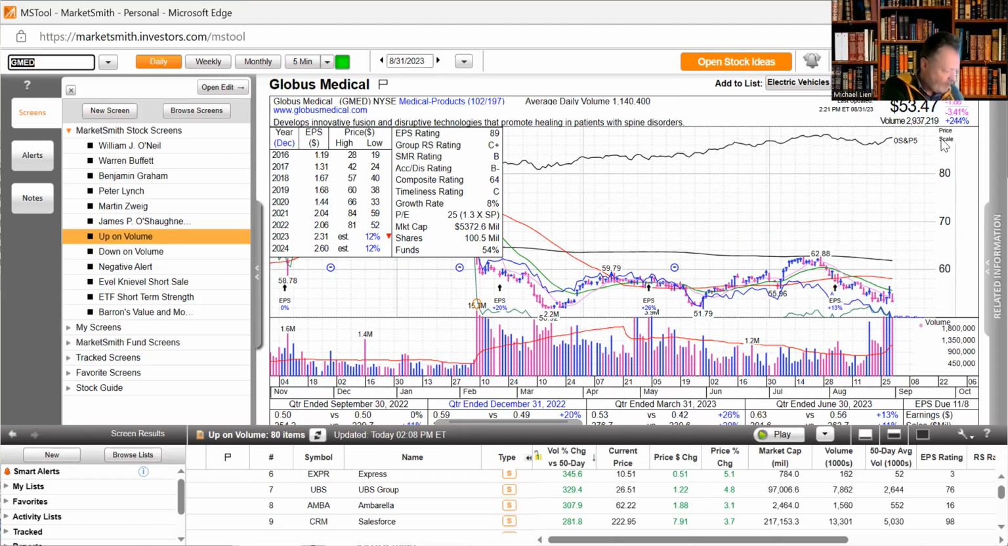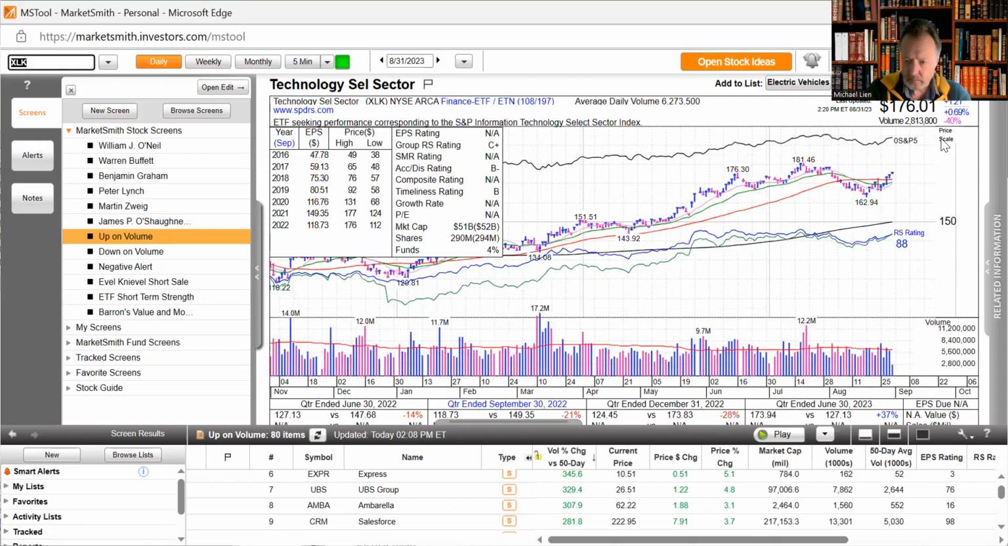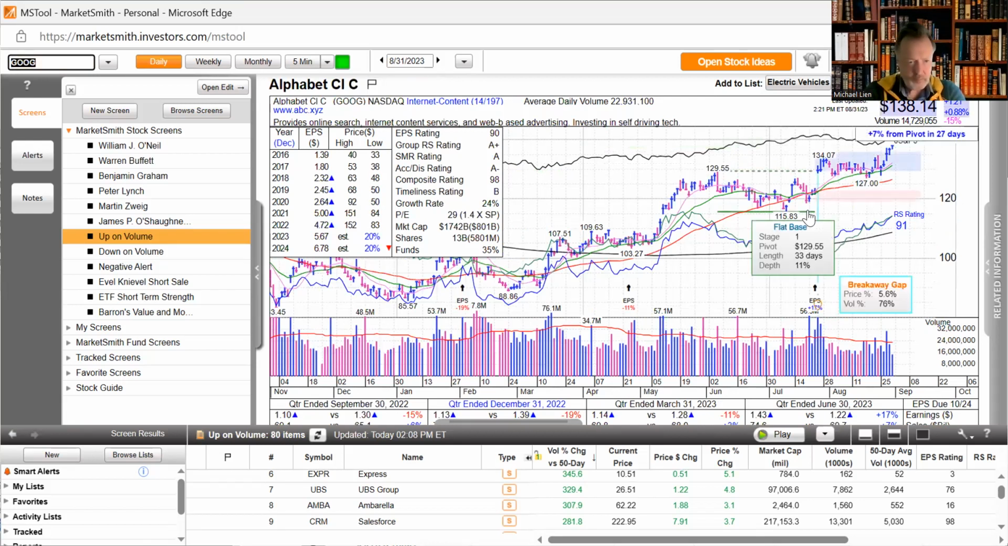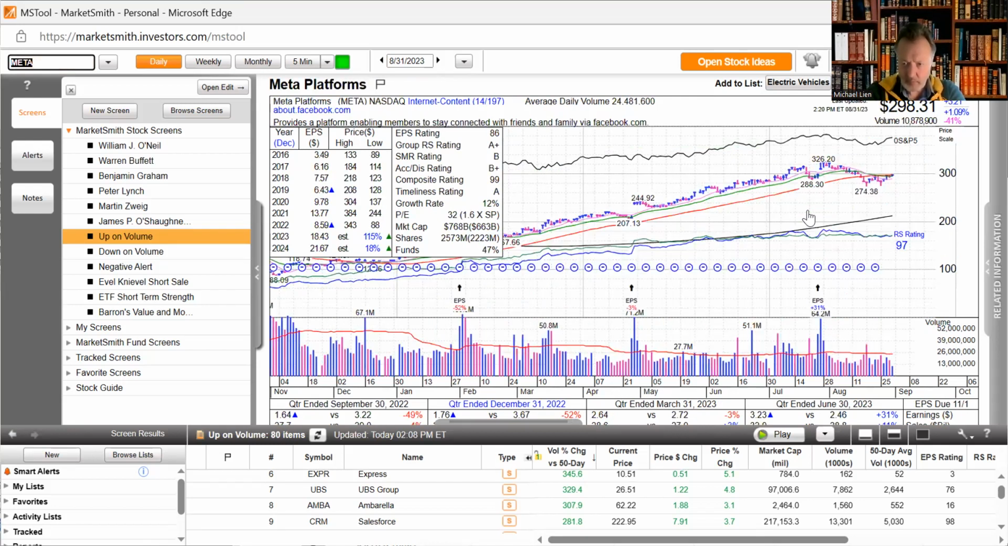So let's take a look at a few of our trending ETFs. XLK continues to work on the right side of its base as we've got this follow-through day. XLC, with the strength of Google, continues to rise. Meta is kind of going sideways at the moment. We'll see if it can get above its moving averages.